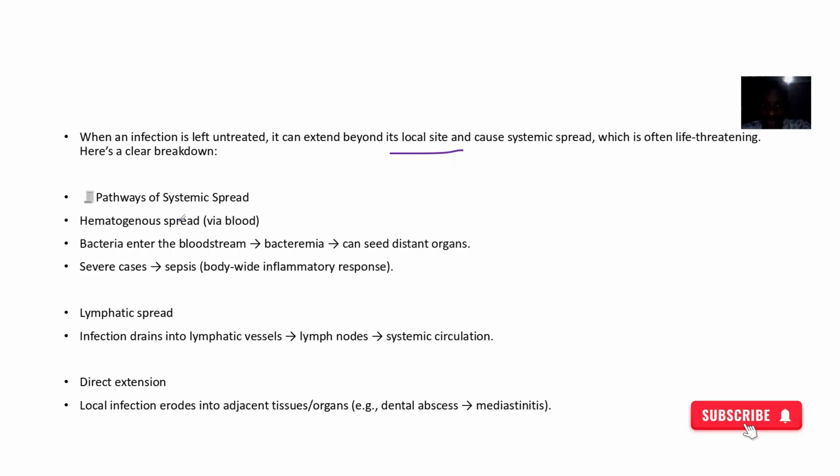So it can spread through blood, where the bacteria enters the bloodstream. Now it can go to distant organs. So it can cause sepsis, that's a body-wide inflammation. Then lymphatic spread, this one is when it goes into the lymphatic vessels, goes into the lymph node, then also systemic circulation.